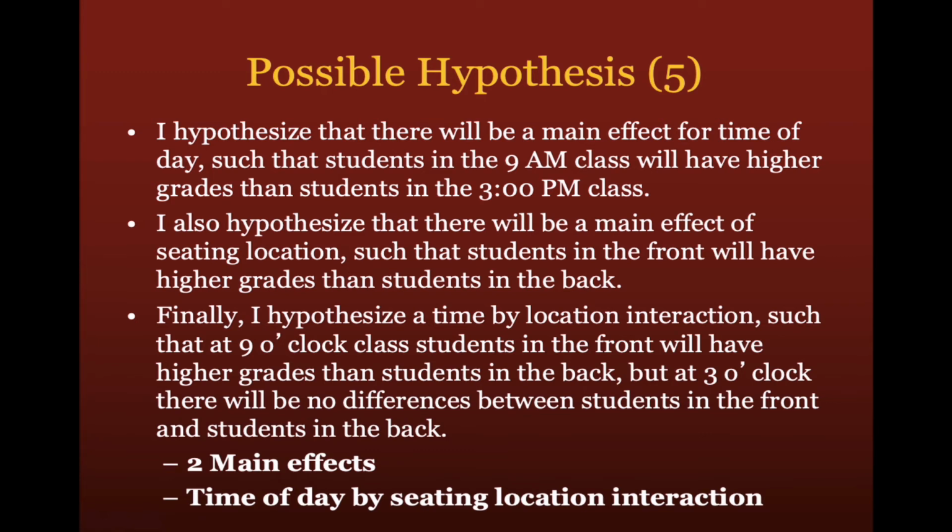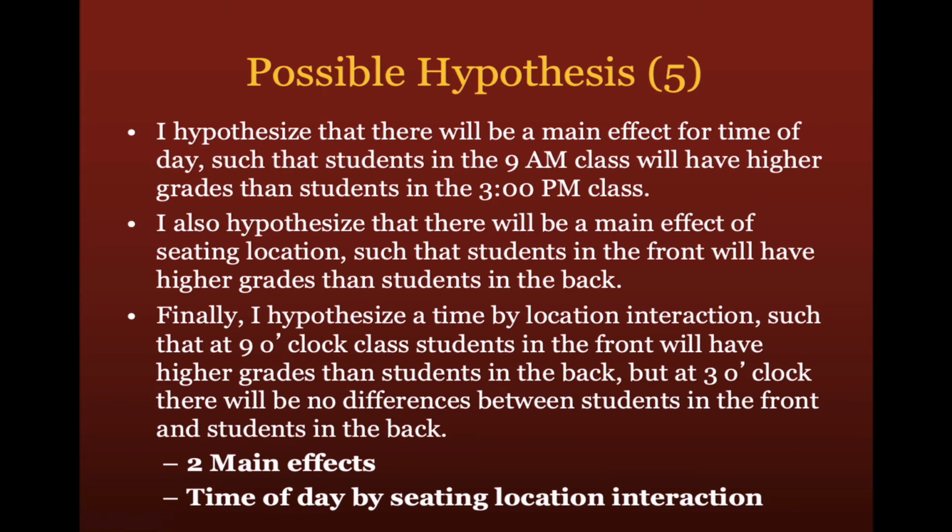Finally, I hypothesize a time of day by seating location interaction, such that at the 9 o'clock class, students in the front will have higher grades than students in the back, but at 3 o'clock, there will be no differences between students in the front and students in the back. It's a lot. So two main effects and an interaction. The line graph and the bar graph that you create have to represent all of that.